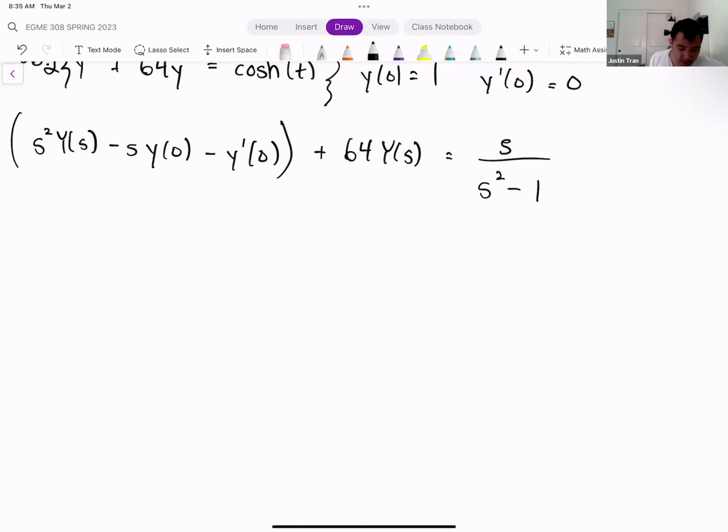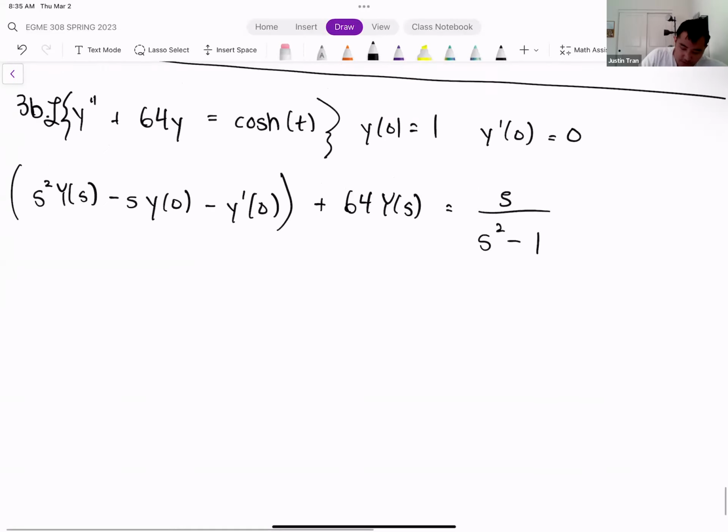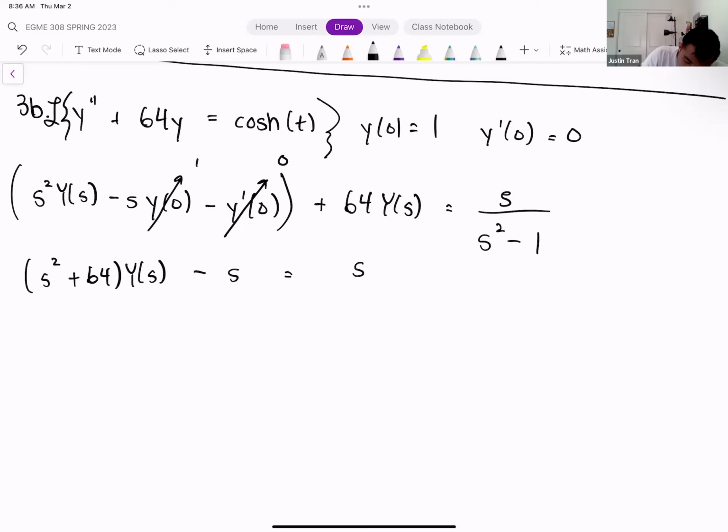Okay, so let's go ahead and work on this. Let's plug in our initial conditions. y prime of 0 is equal to 0, and so we can plug that in. y of 0 is equal to 1, and we can plug that one in right there. Okay. If we group all the like terms with Y of s, we end up with s squared plus 64 times big Y of s minus s is equal to s.